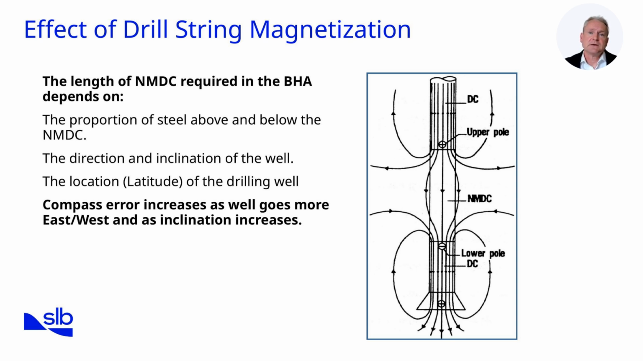Operators must calculate the required NMDC length to ensure that residual interference is kept within tolerance. Failure to do so results in systematic azimuth bias. At the surface, this may seem small, fractions of a degree, but at reservoir depth, these translate into significant lateral errors. That's why BHA design isn't just about hydraulics or torque and drag. It's also about magnetic environment control to safeguard survey accuracy.